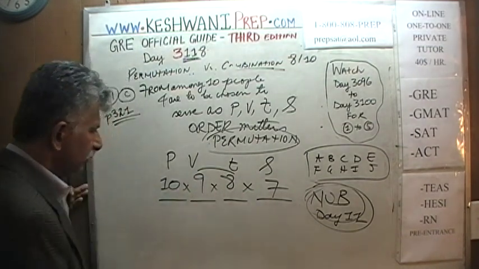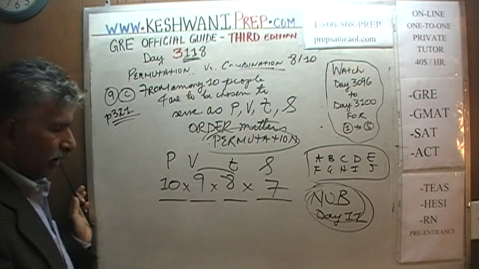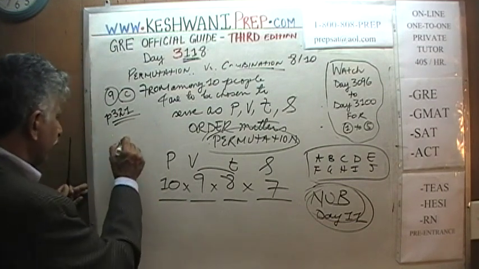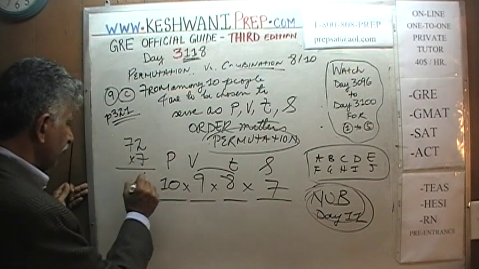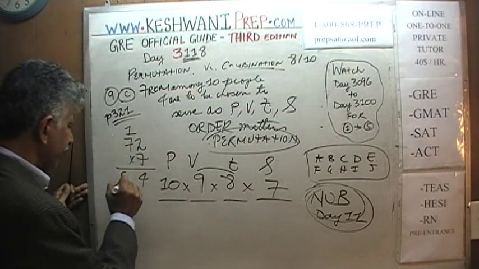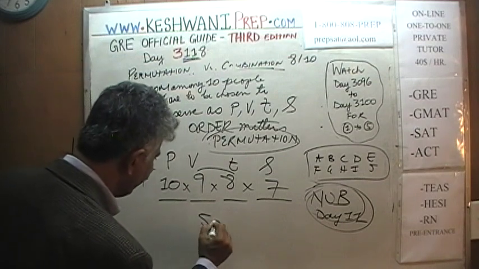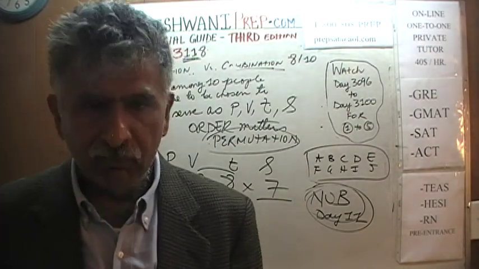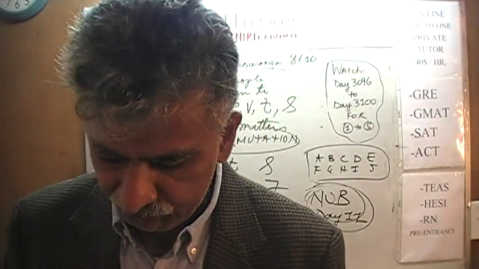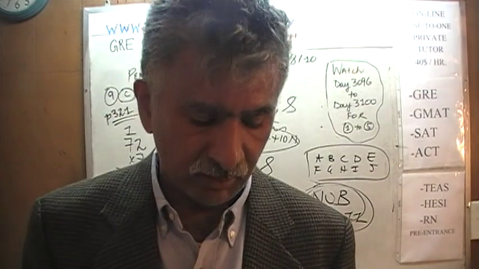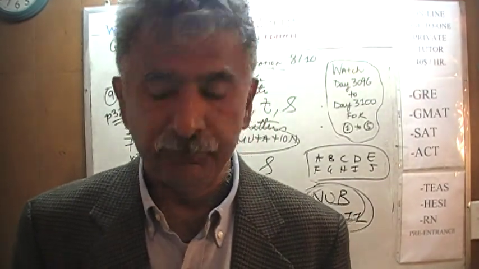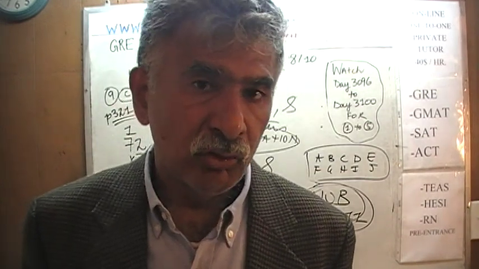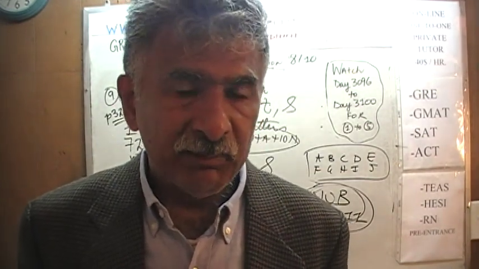This is 72. 9 times 8 is 72. How do we know that? Because 10 times 8 is 80. So this is 72. 72 times 7 is 504, so it's 5040. 5040 different ways that we can fill up the positions of president, vice president, treasurer, and secretary.